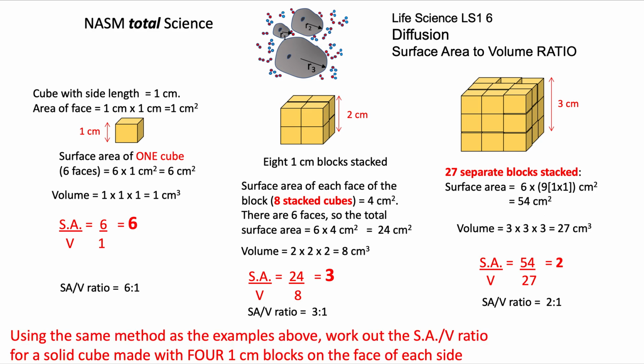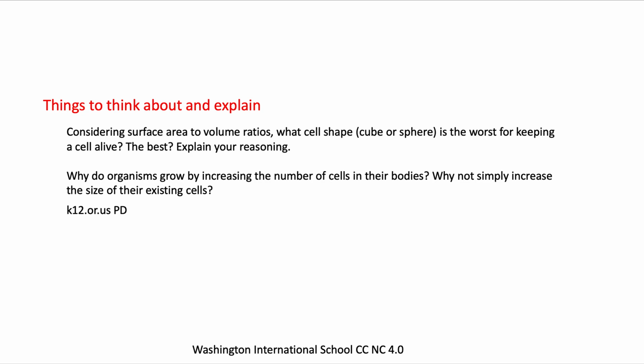And using this same method, work out the surface area to volume ratio for a solid cube made with 4 1 centimetre blocks along the side of each face. So what cell shape, cube or sphere, is worse for keeping a cell alive? Which is the best? And again, explain your reasoning. So why do organisms grow by increasing the number of cells? Why not simply increase the size of their existing cells?